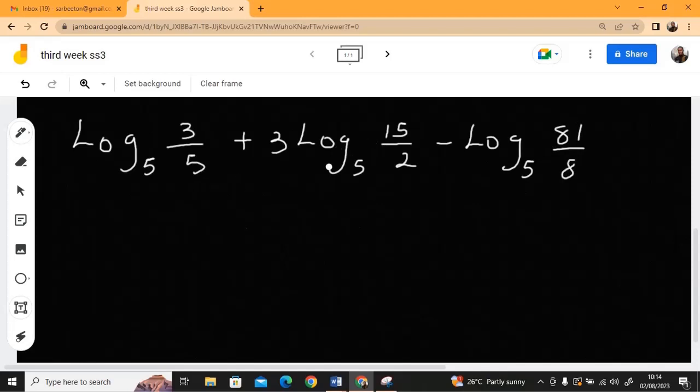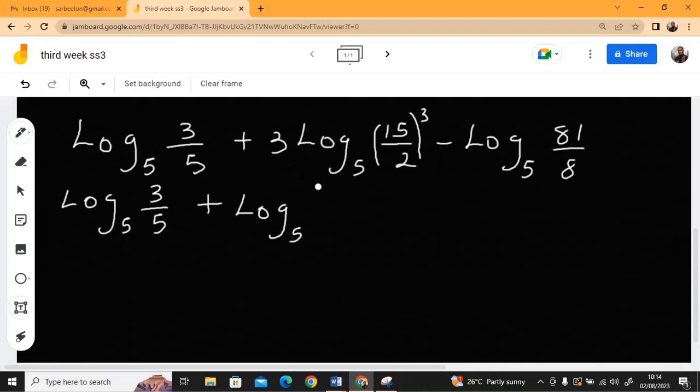Now what I'm going to do is what I like doing. I can make this 3 go to the front. Let's make everything the same fraction. So I can say log base 5, 3 over 5, plus this 3 I can bring to the front. If I bring it to the front, it becomes a power. Am I not right? I'm right. So this will be log 5, this 15 raised to power 3.